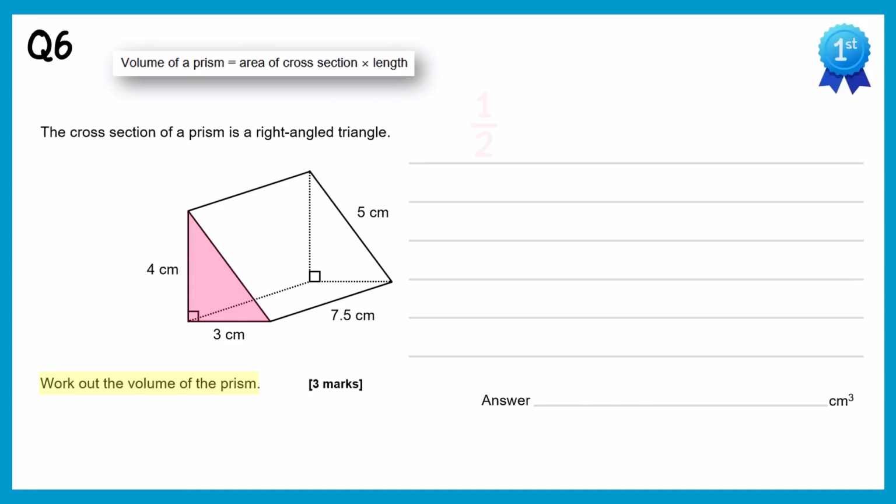To do that, we do 1/2 multiplied by the base, which is 3, multiplied by the perpendicular height, which is 4. To work this out, we'll start with 3 times 4, which is 12, and then do a half of this. Half of 12 is 6. So the area of the triangle is 6 centimeters squared. The formula then says we need to multiply this by the length. The length of this prism is 7.5. So we take this 6 and multiply it by 7.5.